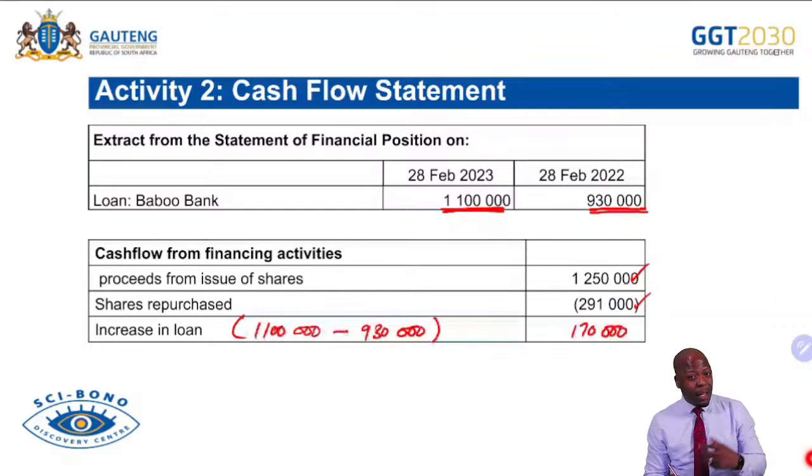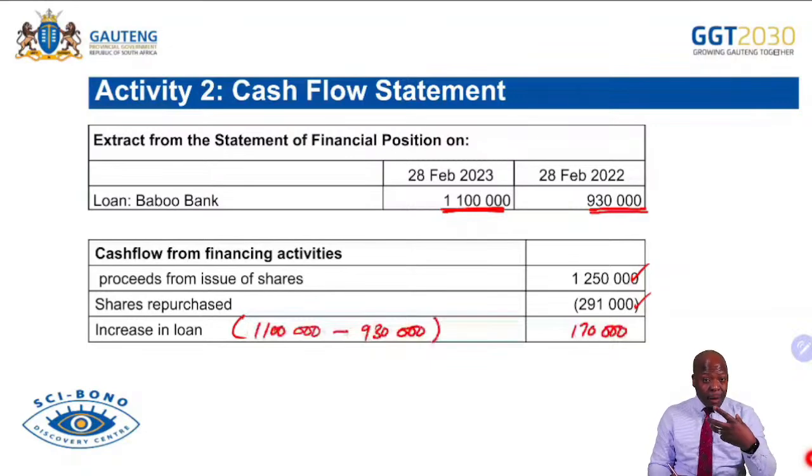What is that going to be? Cash inflow or cash outflow? It is an inflow because our loan is increasing. We are receiving more money. But if the loan was decreasing, that means we are paying back the loan. Cash outflow. If the loan was decreasing, it would have been a cash outflow.